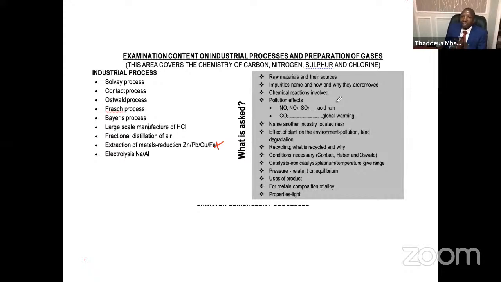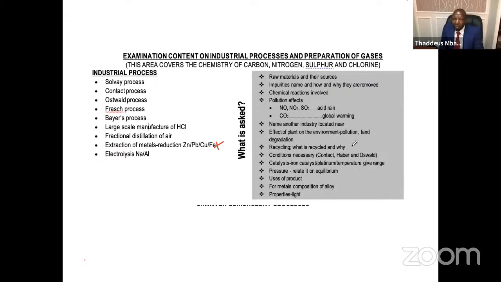Under this one, you're going to find the things like nitrogen 2 oxide, sulfur 4 oxide, even nitrogen. All those ones, they bring about acid rain. We have carbon 2 oxide, brings about global warming, not greenhouse effect. Greenhouse effect does not give you a mark. Very important. Then effect of the plant on the environment, recycling.